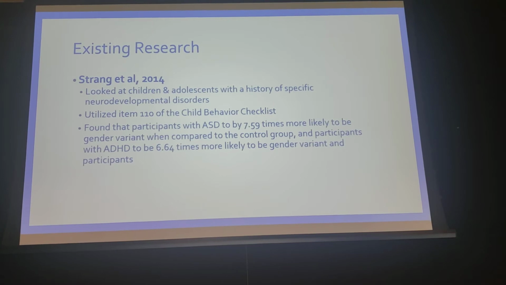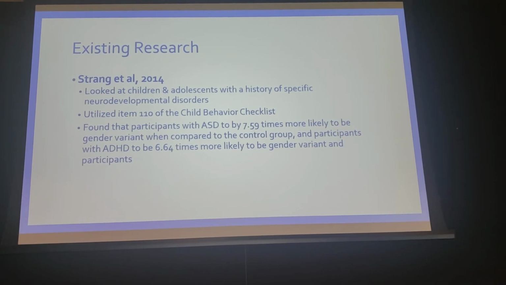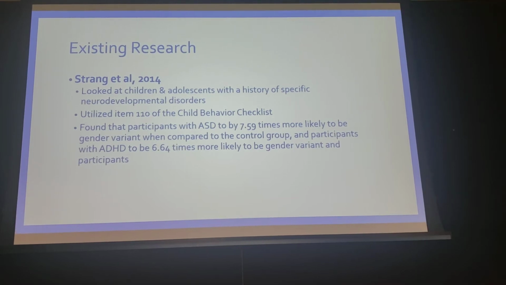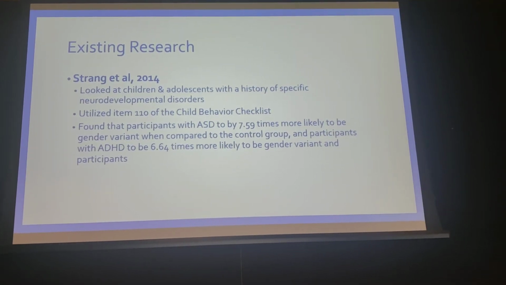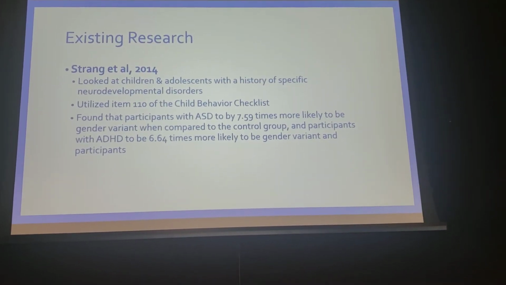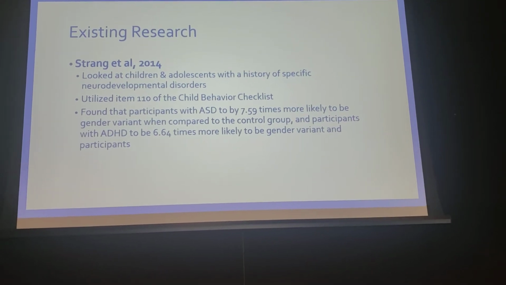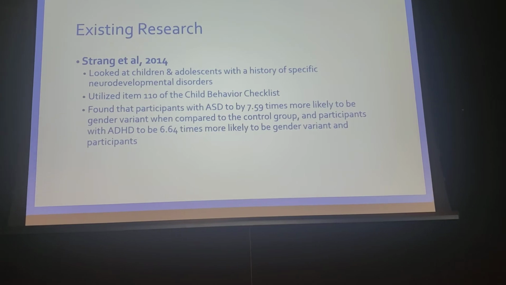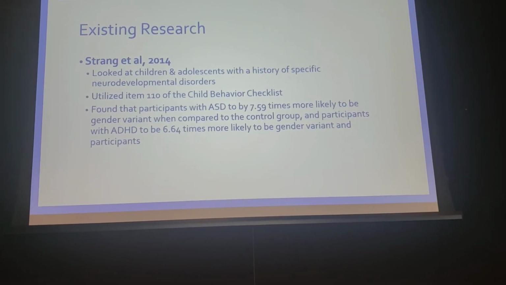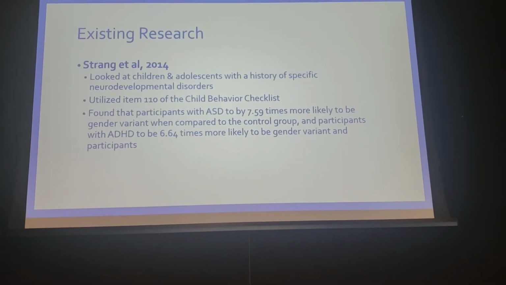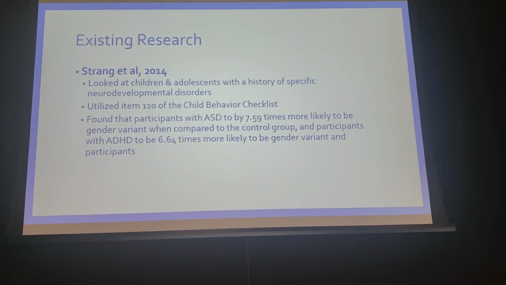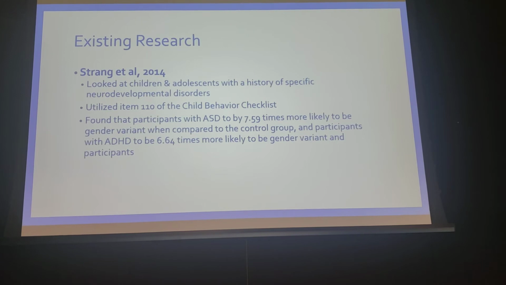They used this question, which reads, "wishes to be the other sex," and used that to judge the gender variance in these children. And this study found that participants with autism were about 8 times more likely to be gender variant when compared to the control group, and participants with ADHD were roughly 7 times more likely to be gender variant than the control participants.